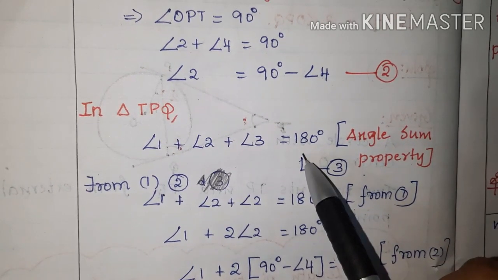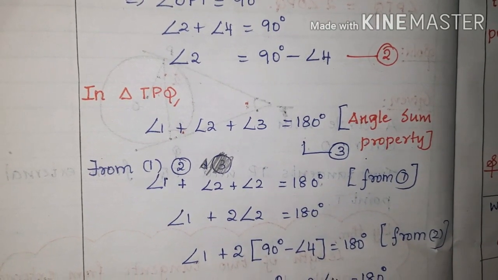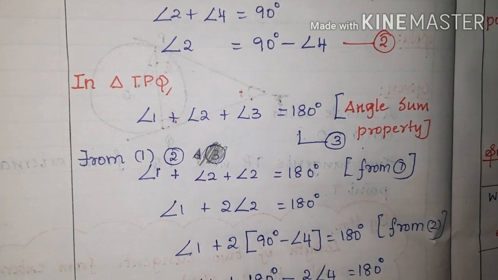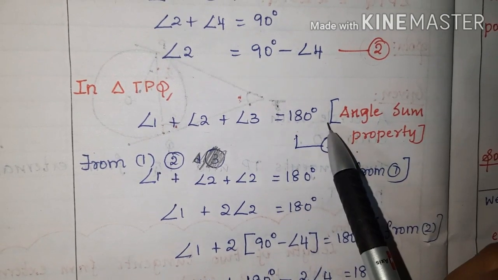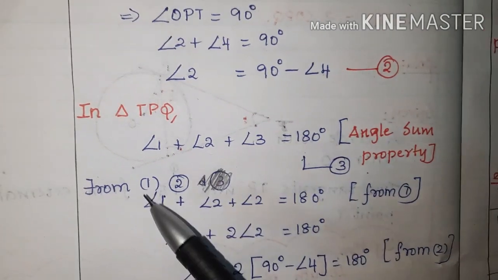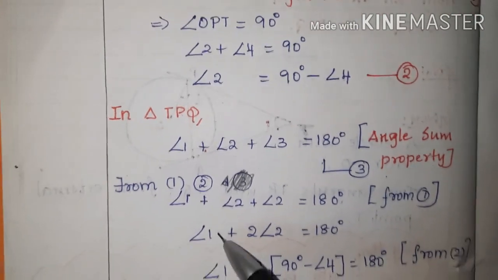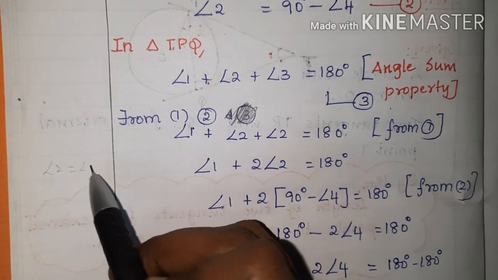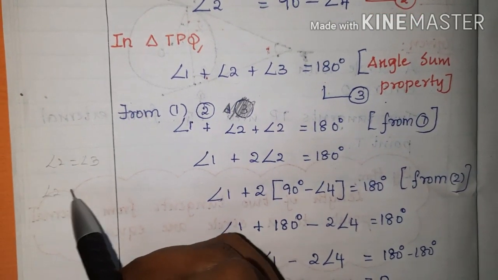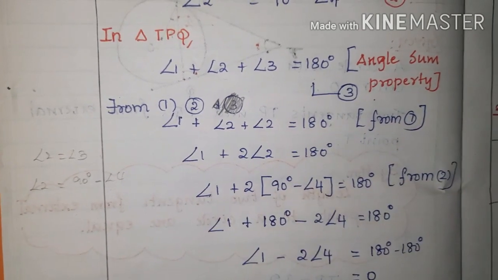So now let's come to the triangle TPQ. We are going to apply the angle sum property because we want to prove angle 1 is equal to 2 times angle 4, no? So only we are applying the angle sum property. So you get angle 1 plus 2 plus 3 is equal to 180 degrees. Now we are going to apply the first equation and second equation. What is the first equation? Angle 2 is equal to angle 3. And the second equation is angle 2 is equal to 90 degrees minus angle 4. These two concepts we are going to apply.